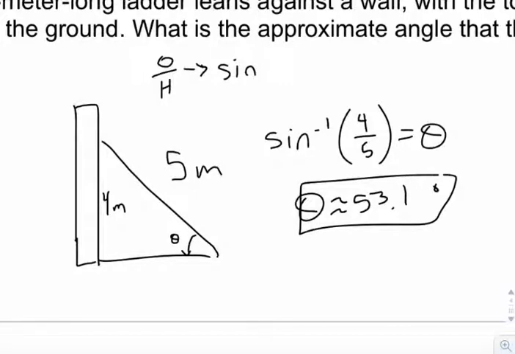Which is not outrageous. I mean, 53.13, that's about reasonable. It's nowhere near 90. 4 and 5 are fairly close to the same number, so again, just under 60 sounds about right.